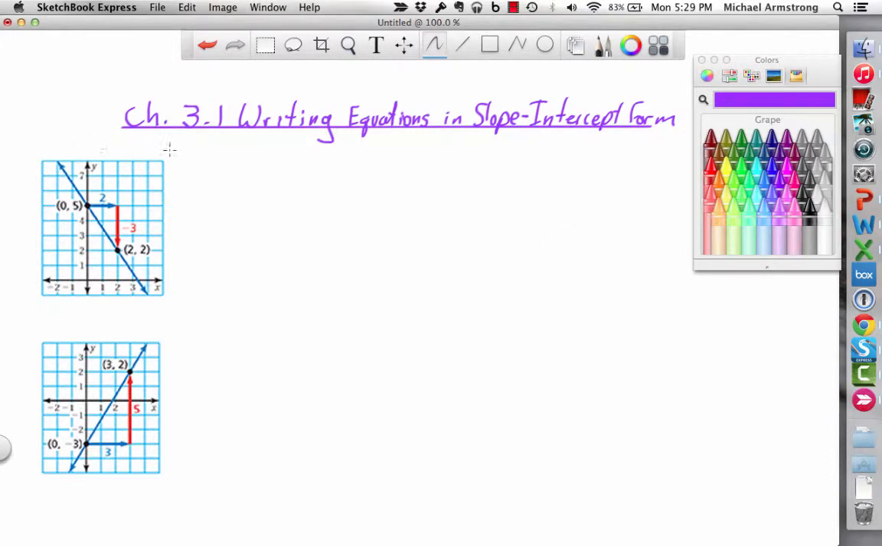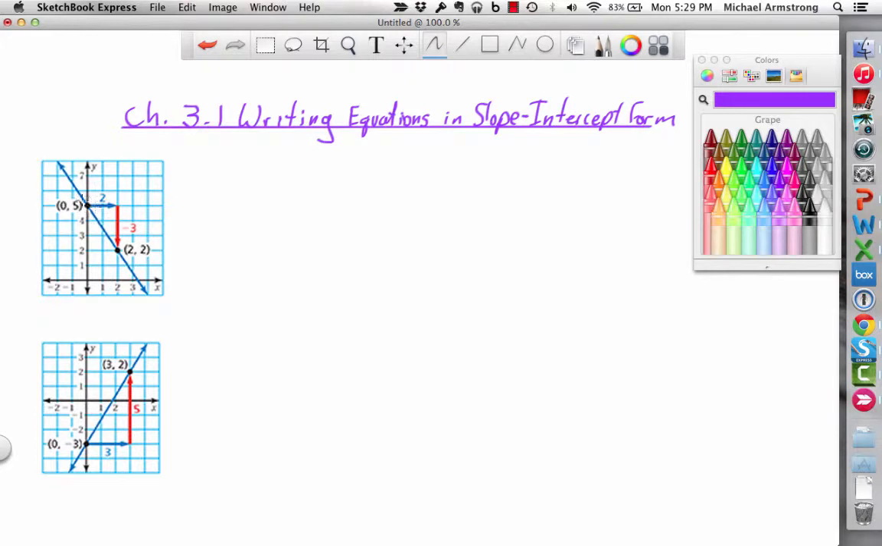Okay, so this is chapter 3.1, and we're going to write some equations in slope-intercept form. So this is sort of working backwards. We already have a graph, and we're going to derive an equation from the graph. And what we can see here is that there's this line coming through the graph, and this has negative slope.